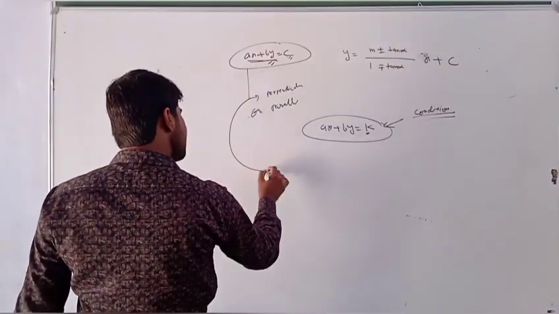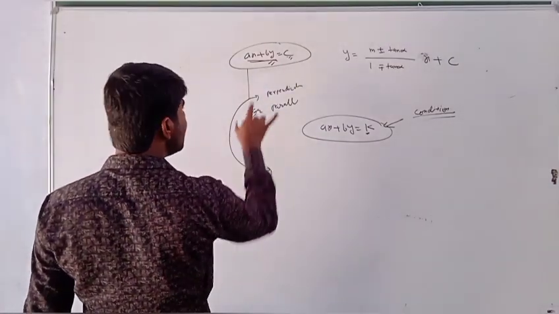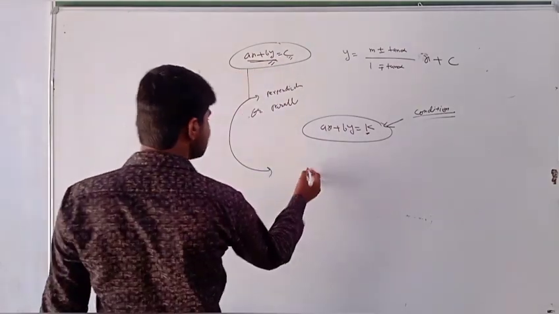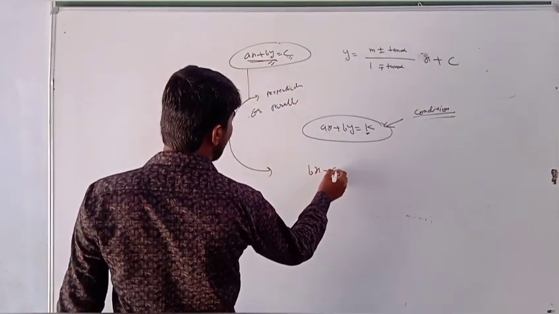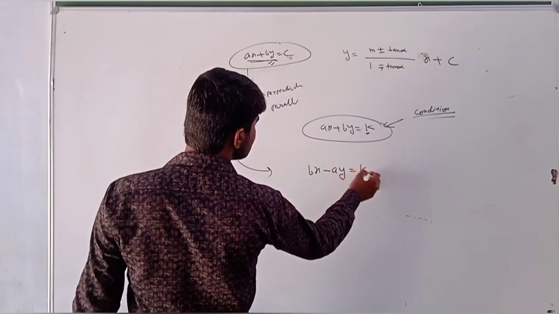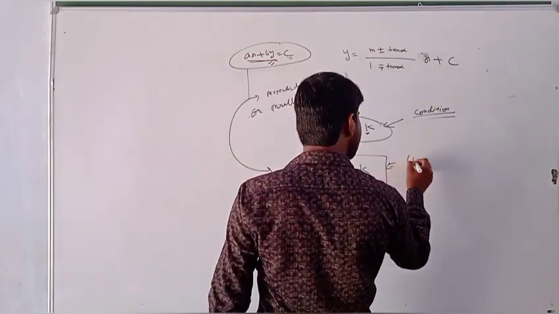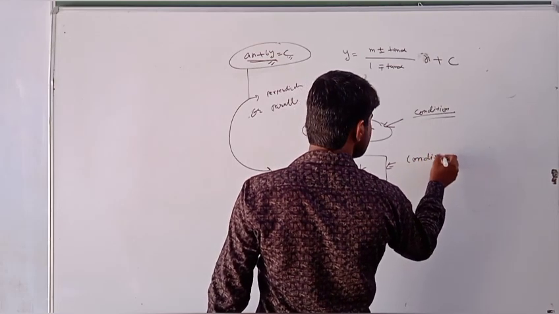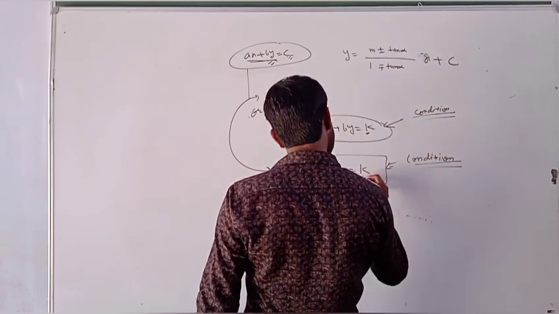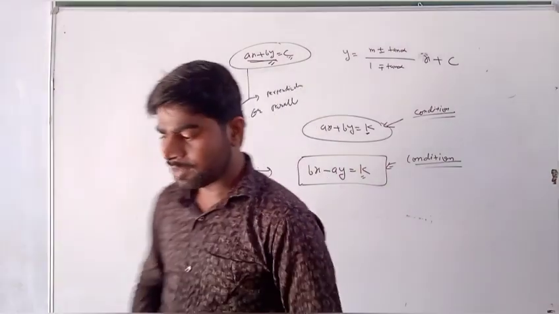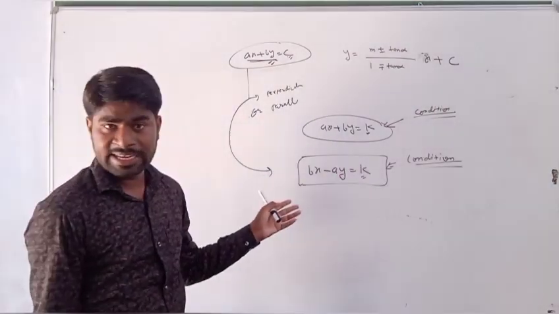And if you want the line perpendicular to the given line, then the answer will be bx minus ay equals k. Also there will be a condition which will give you the value of k. If there is a doubt in that, we will take an example.